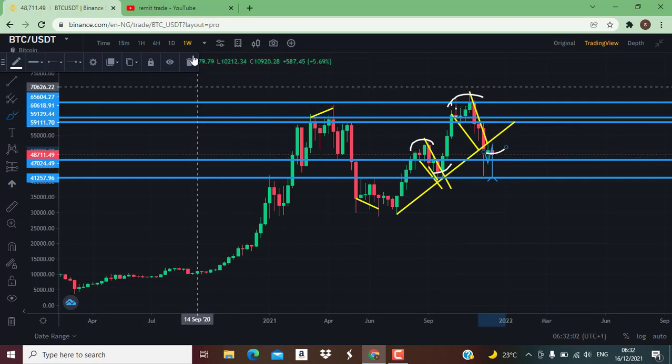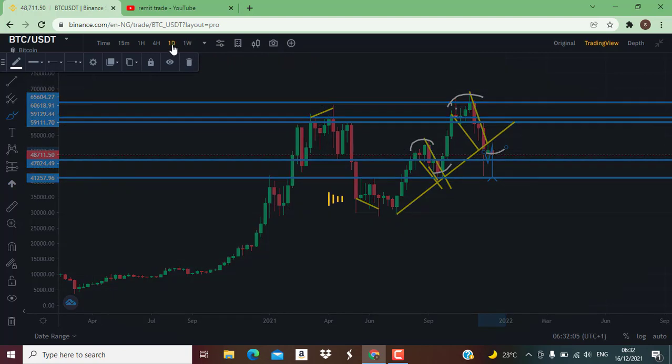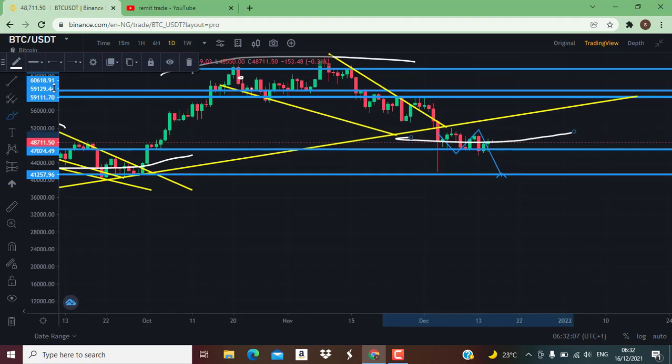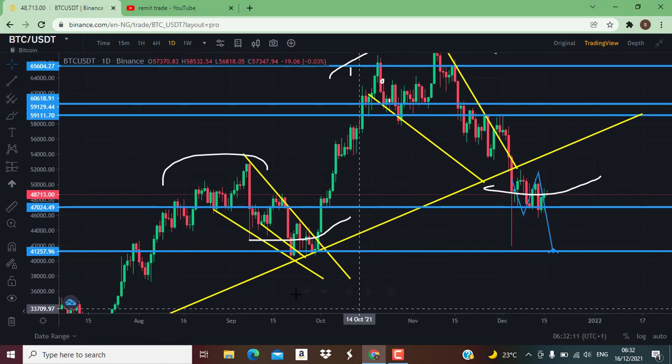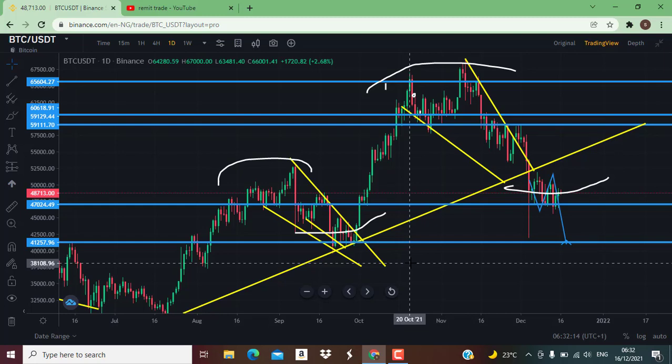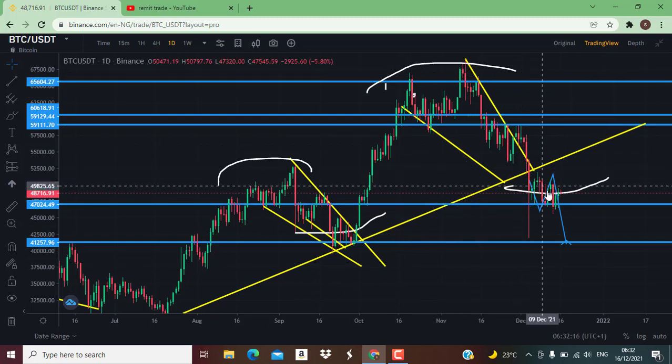Now if I go back to the 1 day chart, you see the market is already in a downtrend. We see the market right here in a downtrend from this point right down.